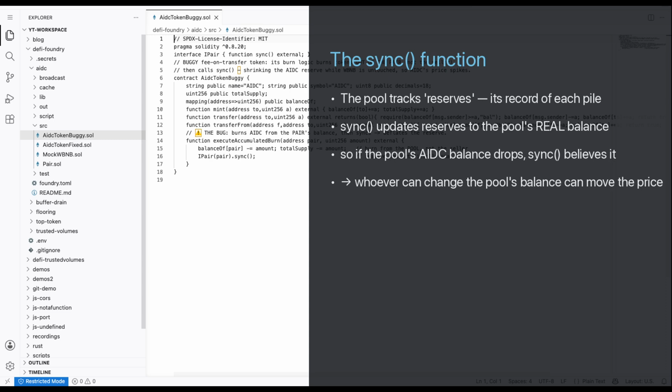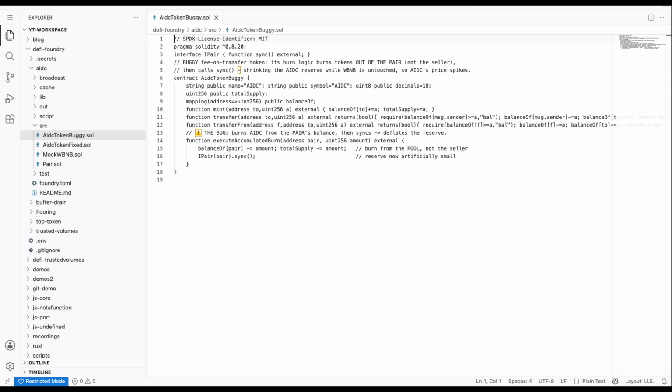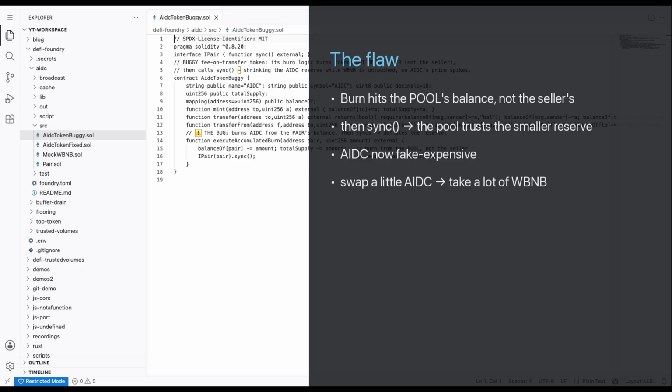Now look at the bug. Here's the token's burn function. This line burns AIDC, but from the pair, the liquidity pool, not from the seller. It's destroying coins out of the pool's own pile. And then it calls sync, so the pool's AIDC pile shrinks, sync tells the pool to believe it, and the recorded price of AIDC spikes. The attacker can do this at will: burn the pool's AIDC, sync, and AIDC is now artificially precious. Let's watch the pool get robbed.